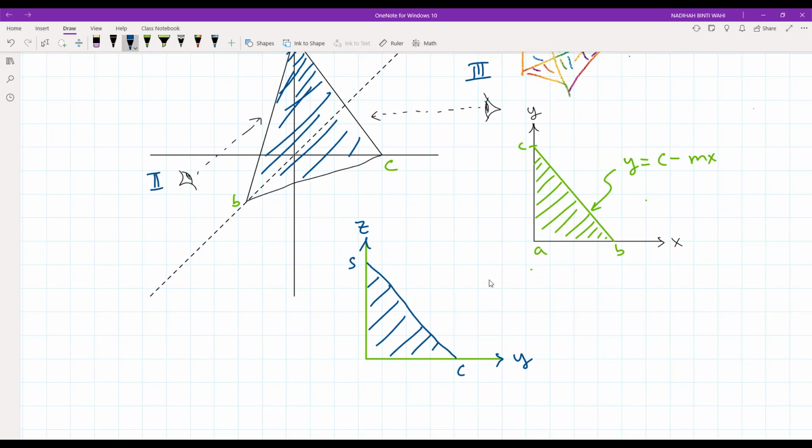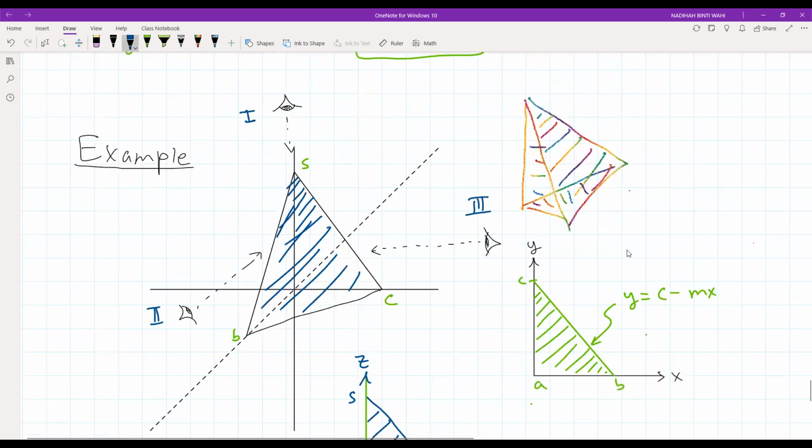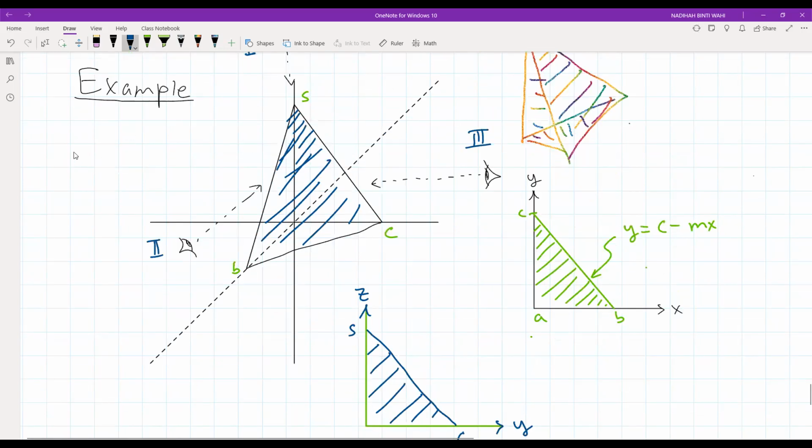Okay, by the way, this is called a tetrahedron. Why tetrahedron? Because you have this axis and that axis. In chemistry, this is like a tetrahedron. Okay, so I think we finished at this point. Any questions so far?